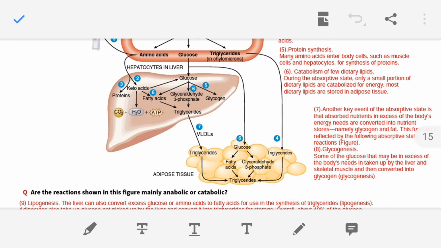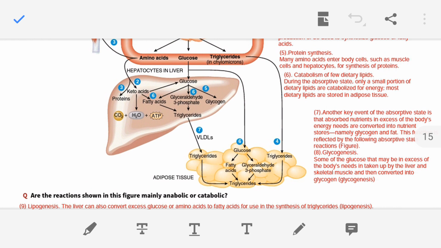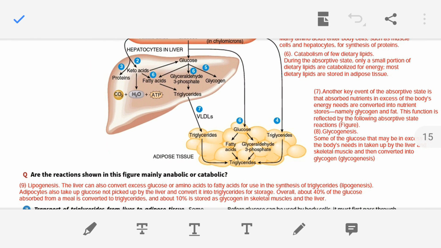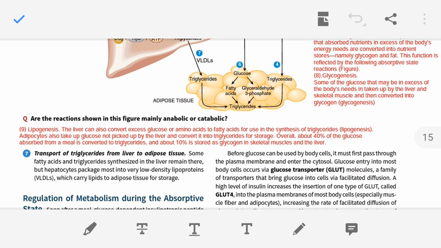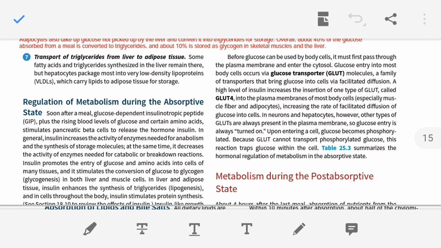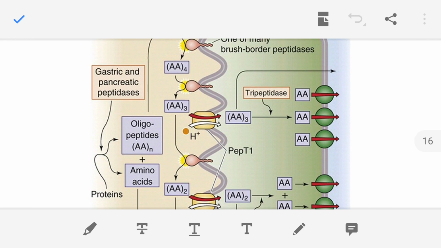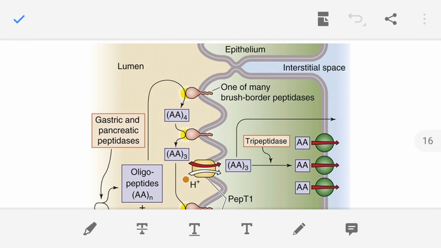keeping in the mind the depth of your syllabus, you need to remember how the triglycerides are assimilated in our body. Okay, so this is the lipid assimilation. Now the final part of this lecture, that is the assimilation of amino acid.